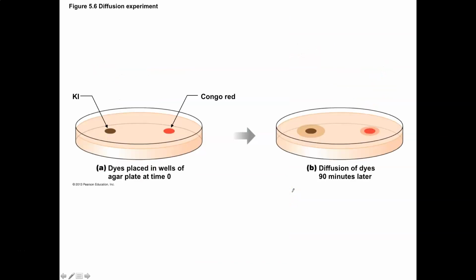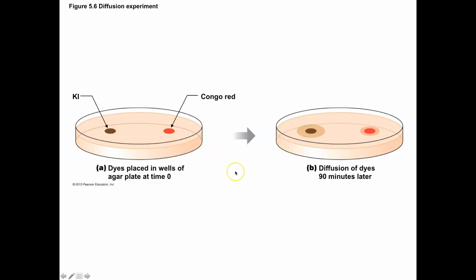One of the most important mechanisms to take a look at is the mechanism of diffusion. Diffusion is a passive mechanism. This is where molecules or ions move from a high concentration to a low concentration by using kinetic energy. So in order for diffusion to occur, it's using the kinetic energy of molecules or ions. In this simple experiment, here we have a high concentration of potassium iodide in one location of this agar plate. We have a high concentration of Congo red in another location of this agar plate.